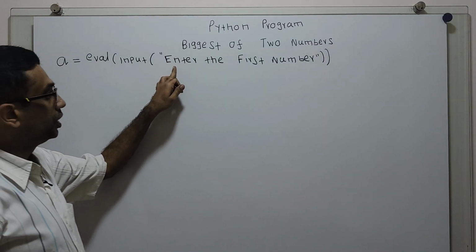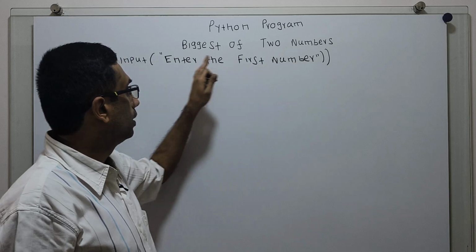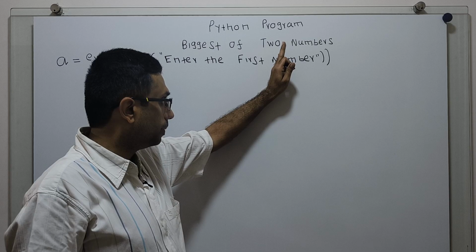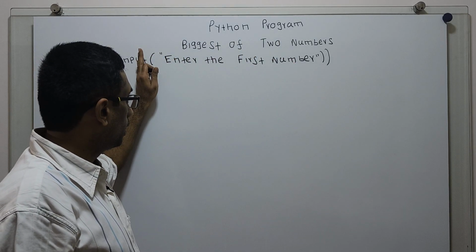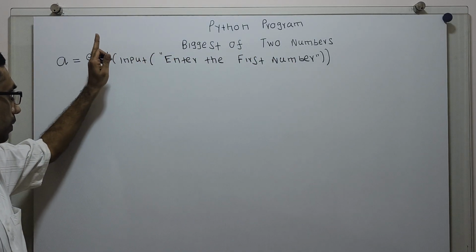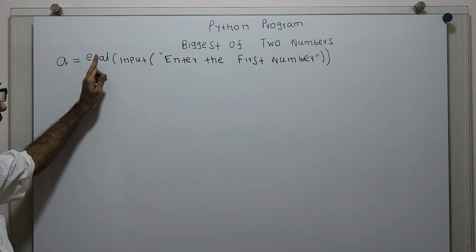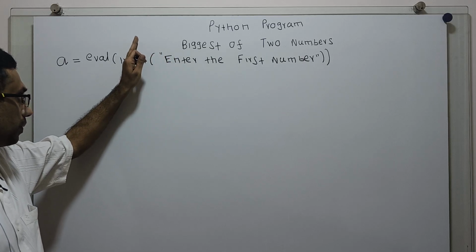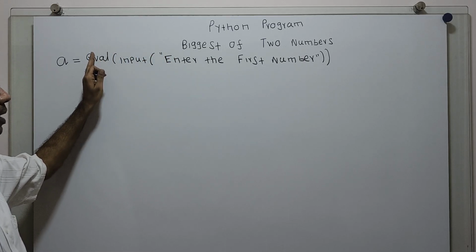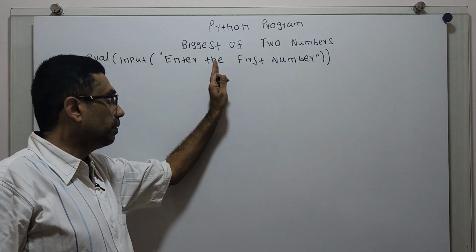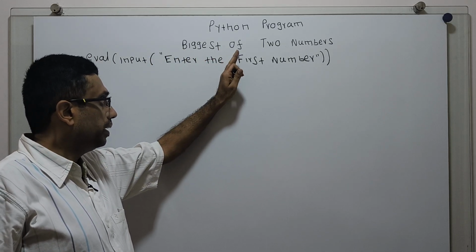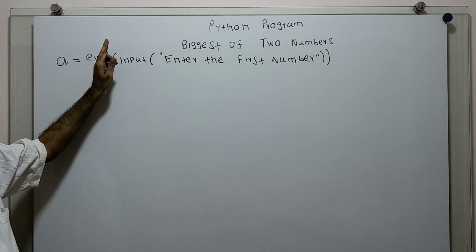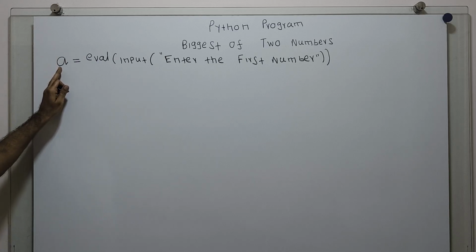The input statement displays the string "Enter the first number" in the console to the user. When the user enters a number, the input statement always receives it as a string, which is converted into the appropriate numerical data type by the eval function. For example, if you enter 15, the string is converted into an integer. If you enter a decimal value like 15.4, it is converted into the appropriate floating point number and stored in the variable a.